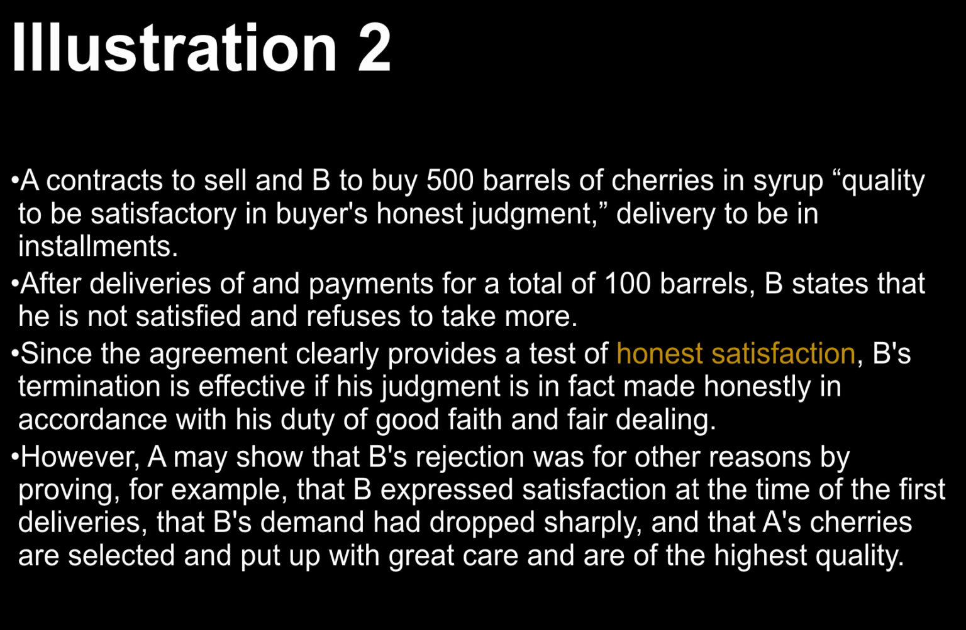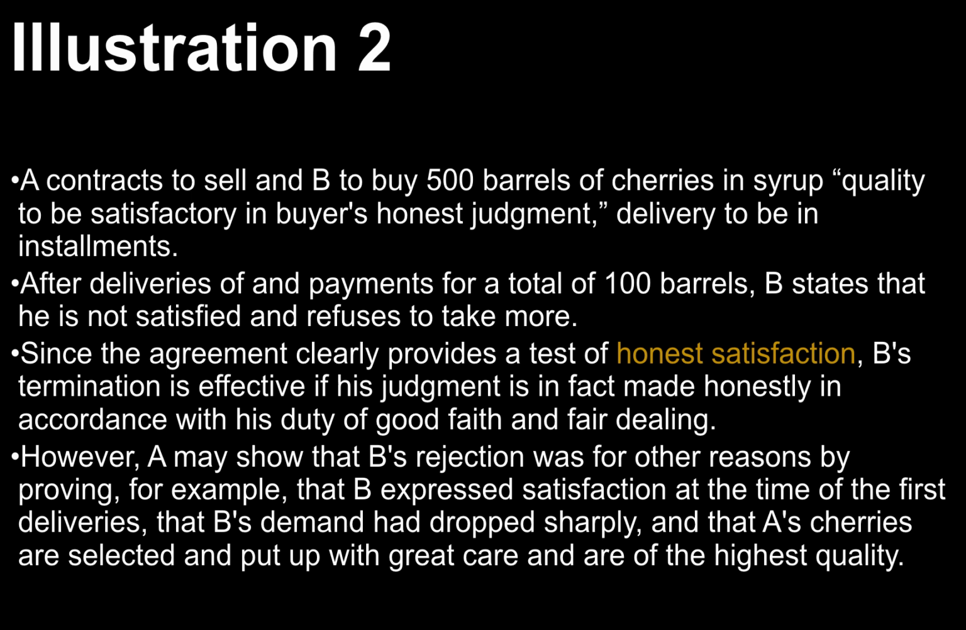Let's look at a second illustration. A contracts to sell and B to buy 5,000 barrels of cherries in syrup, quote, quality to be satisfactory in buyer's honest judgment, delivery to be in installments. After delivery of and payment for a total of 100 of the 500 barrels, B states he is not satisfied and refuses to take any more.